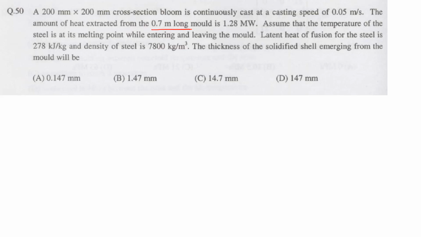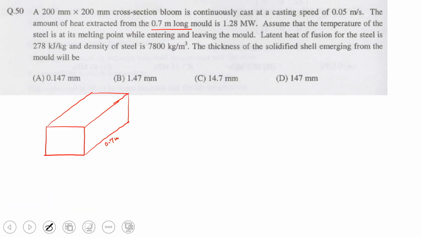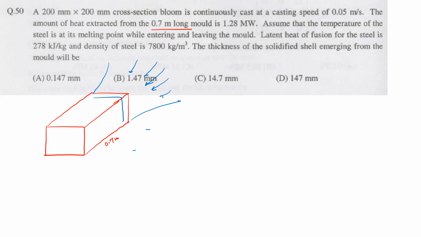So basically this is a very good question. It is given that you have a mold which is a rectangular mold, right, and the length of this mold is 0.7 meter. Now the liquid will pass from here, and solidification will start from here, right. Initially, suppose you draw the cross section.